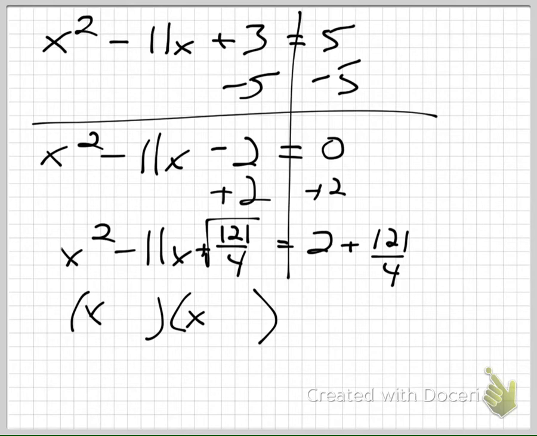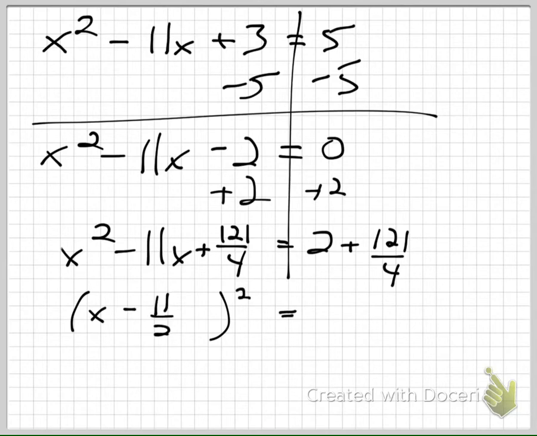So this would be minus, actually it would be one of these, right? We know it's a perfect square, so it's x minus 11 halves squared equals, what is this? That would be 2 plus that, so that would be 129 fourths, right? 129 fourths.